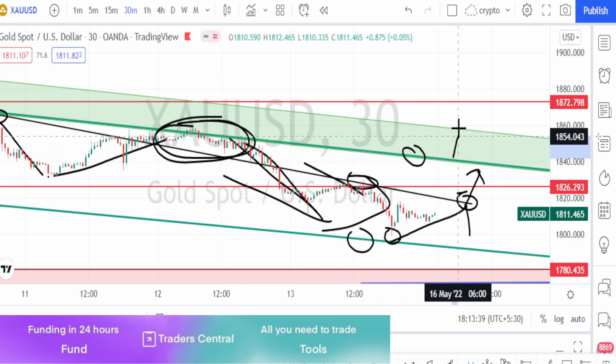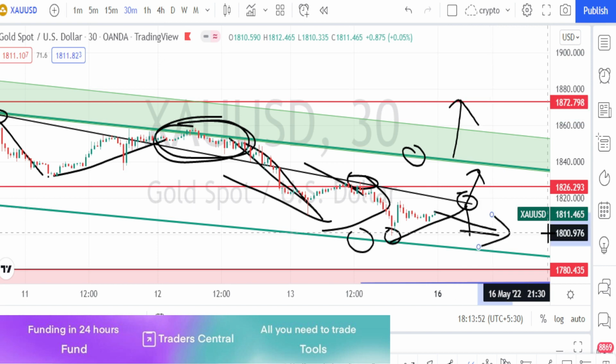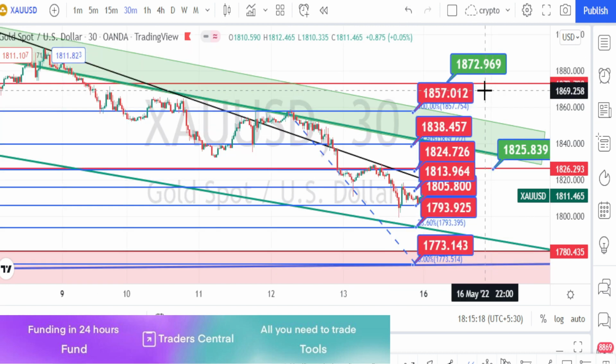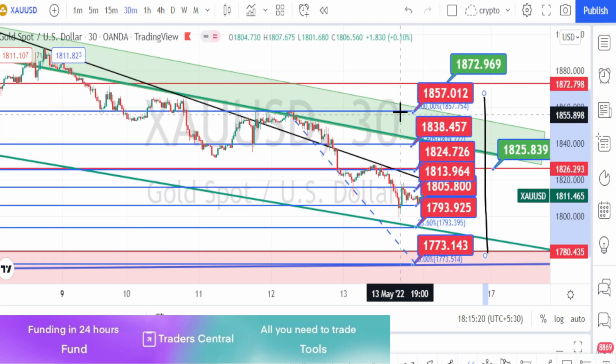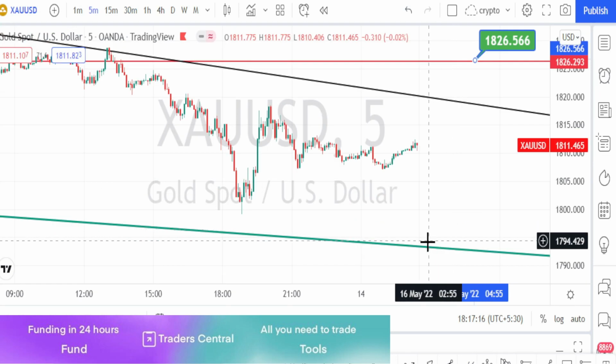Only when the price action breaks this resistance level can we expect a bullish trend reversal in the 30 minutes time frame also. Let us mark the support and resistance levels. The values in red color boxes are the resistance and support levels for the 30 minutes time frame. Let us do the analysis in the 5 minutes time frame. I am in the 5 minutes time frame.